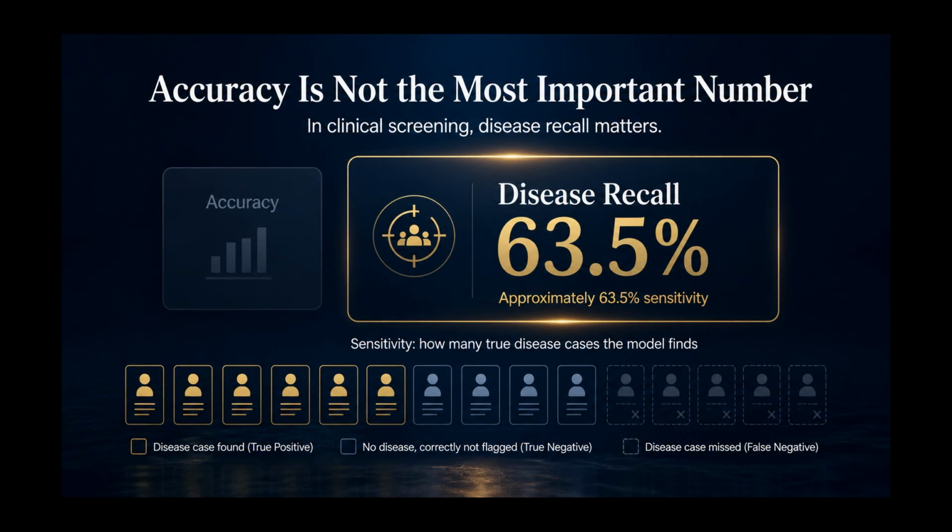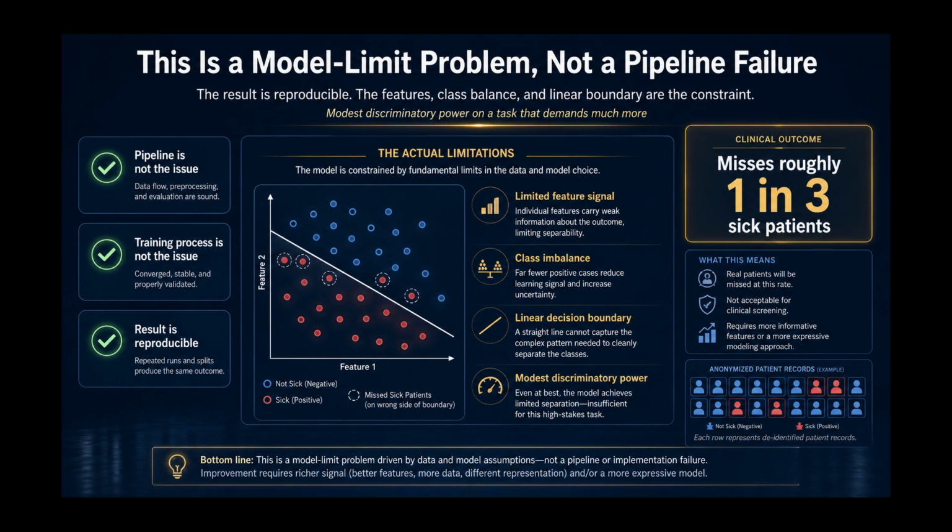And the most important number is not accuracy. It is recall for the disease class, the sensitivity that matters in a clinical screening context. That recall is approximately 63.5%. In practical terms, the model misses roughly 1 in 3 sick patients. The pipeline is not the issue. The training process is not the issue. The result is reproducible. The issue is that the feature set, the class imbalance, and the perceptron's linear decision boundary combine to produce only modest discriminatory power on a task that demands much more.